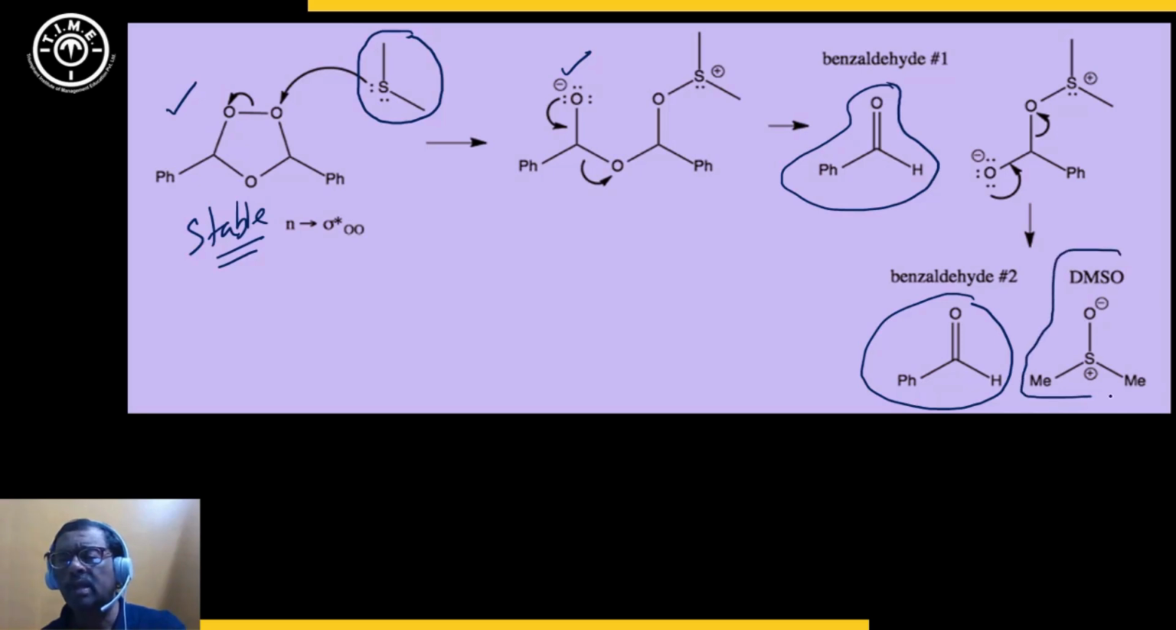DMSO, dimethyl sulfoxide. Dimethyl sulfoxide is a polar aprotic solvent which you use for SN2 reactions, right? That we know very well. So this is the mechanism using methyl sulfide, dimethyl sulfide. So dimethyl sulfide will turn into dimethyl sulfoxide at the end.